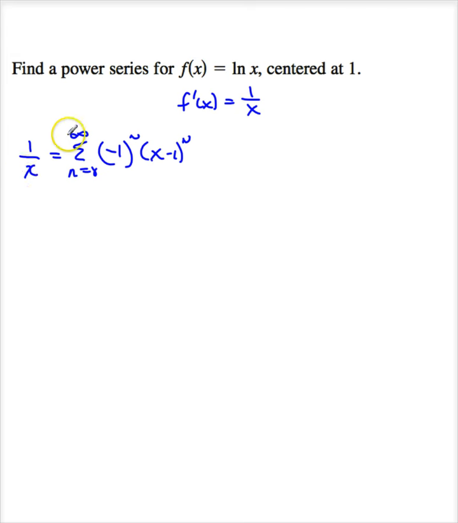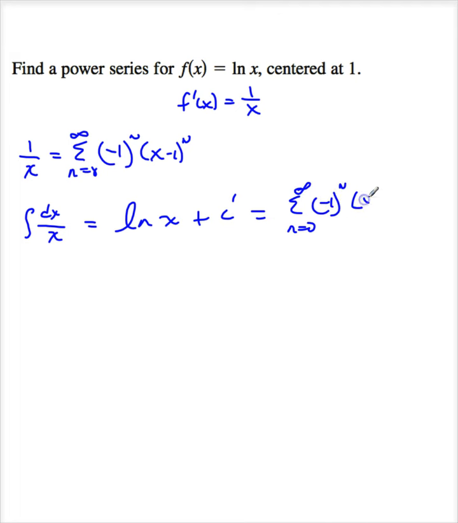So now let me integrate this. All right, so I'm going to integrate dx over x. And when I do this, I'm going to get natural log of x plus a constant. I'm going to put a little prime here. Now when I integrate this side, it's a sum as n goes from 0 to infinity. Minus 1 to the n stays the same. X minus 1 to the n plus 1 divided by n plus 1.